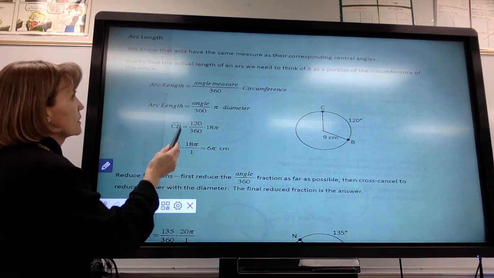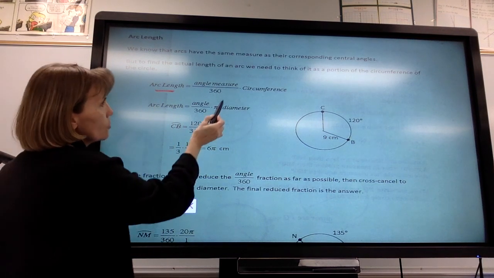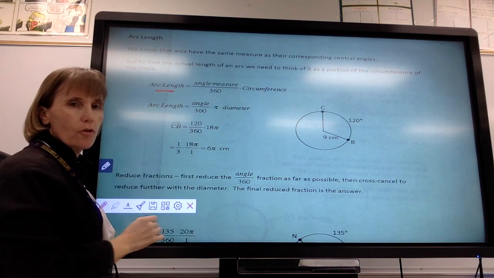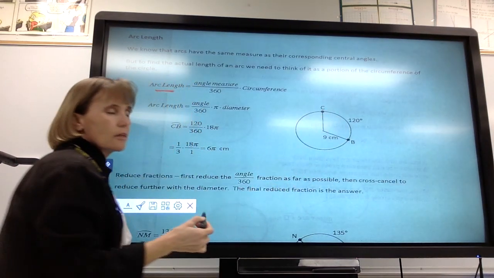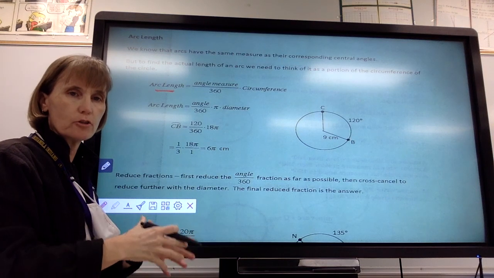The arc length, what we're finding today, is equal to the number of degrees over 360 times the circumference of the circle. Remember, the circumference formula was all the way around the circle. So basically we're just taking the portion of the circle that we want the arc length to be, times what the full circumference would be.